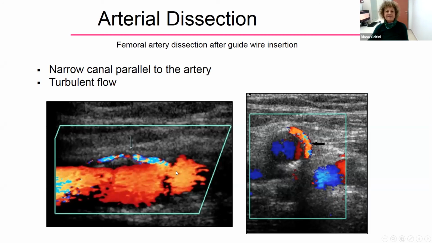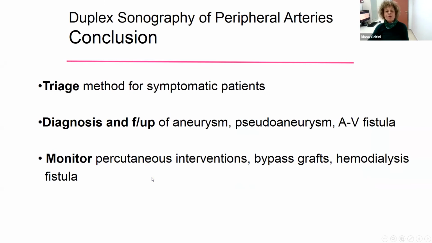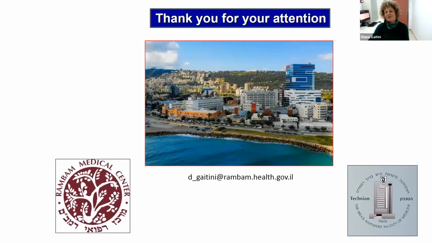This is a case of an arterial dissection that was caused by insertion of the guide during catheterization. We see this narrow canal parallel to the artery with a turbulent flow. In conclusion, duplex sonography is an excellent triage method for symptomatic patients. It allows the diagnosis and follow-up of aneurysma, pseudoaneurysma, AV fistula, and monitors percutaneous interventions, bypass grafts, and hemodialysis fistula. I thank you for your attention.